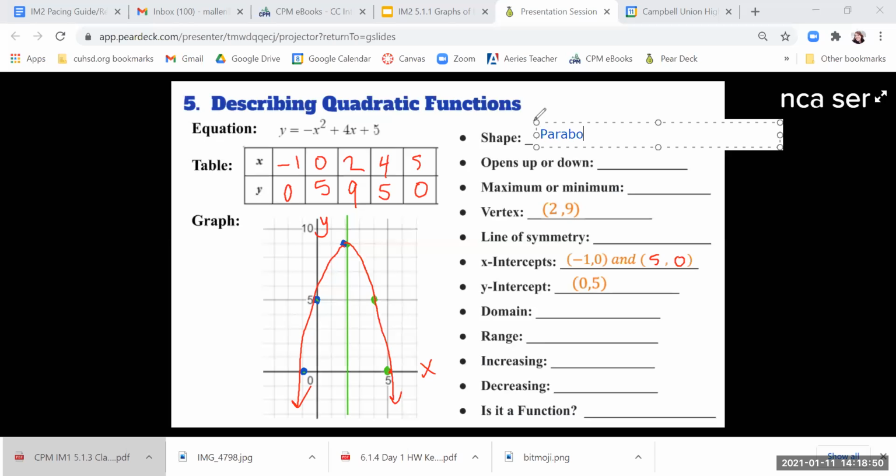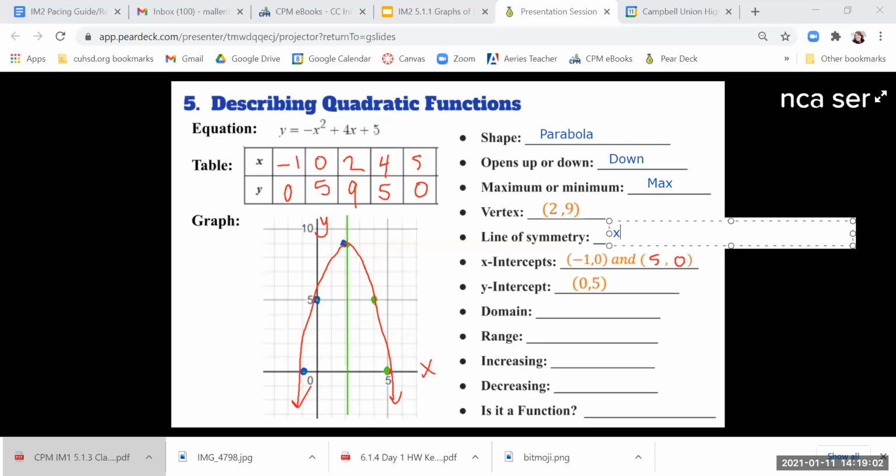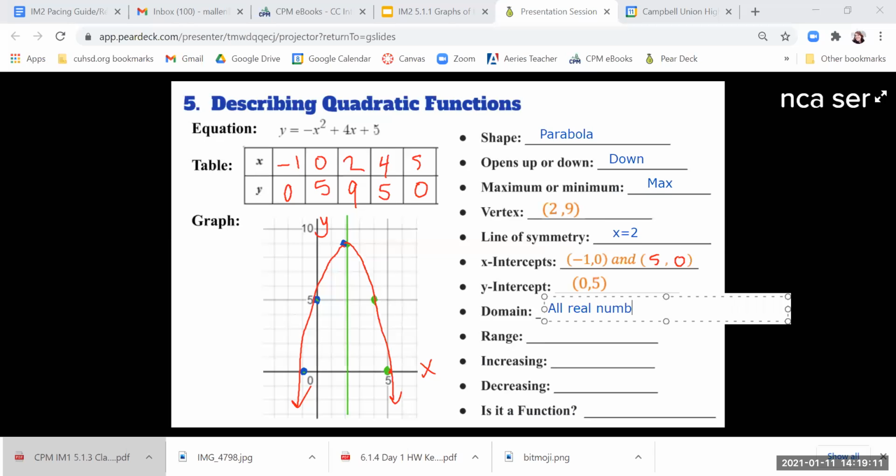So the parabola opens down. It has a max at that vertex. x equals 2. I'm just copying the number from the vertex in the x. The domain, all real numbers, always. The range, I'm keeping my y's below the 9 in our vertex because it's got a max, so everything's below that. So y is less than 9. Go ahead and add this little notation here, less than or equal to 9.